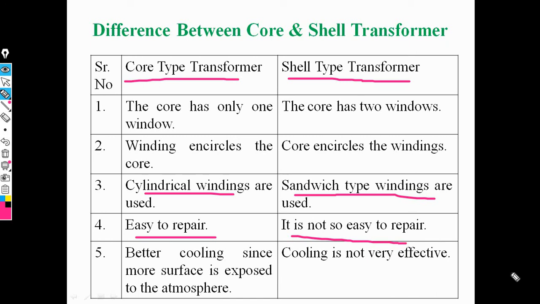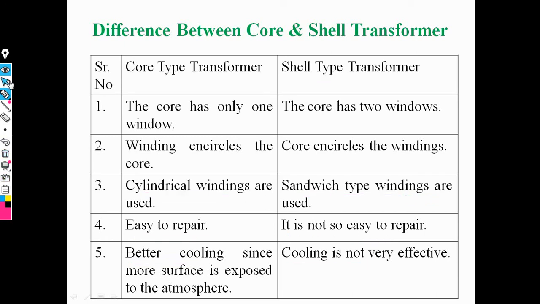But in the core type transformer we need the cooling concept. The core type transformer gives better performance and a better cooling system. But in the shell type transformer, cooling is not very effective. This is the difference between the core type transformer and the shell type transformer. These are the important topics covered in the core type and shell type transformer.